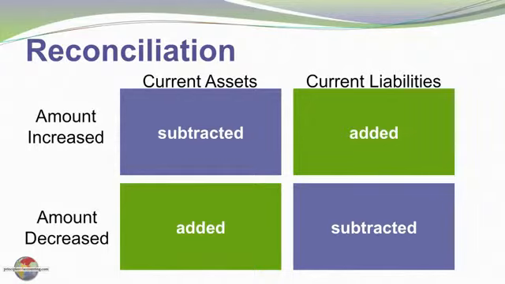Conversely, current assets that decrease we add. And when we go to the other side of the balance sheet, current liabilities that increase are added, and current liabilities that decrease are subtracted.